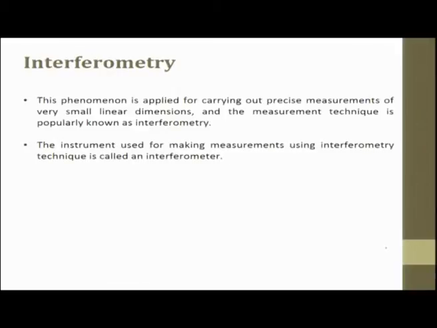This phenomenon is applied to carry out precise measurement of very small linear dimensions, and the measurement technique is popularly known as interferometry. The instrument which is used for measurement is called an interferometer.